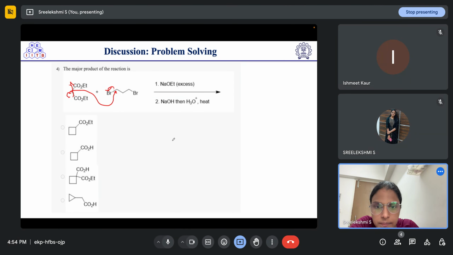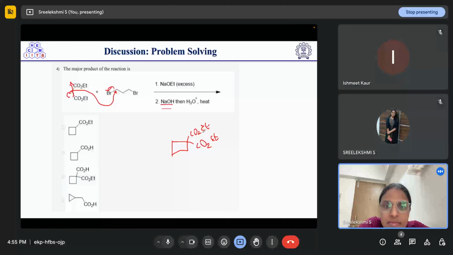So we will be getting this four membered ring, and here CO2Et, here also CO2Et. So this will be the product resulting from the first step, right? Then in the second step, when we are treating with this aqueous NaOH, that is hydrolysis, both these esters will be converted into the corresponding carboxylic acid. So it will be a dicarboxylic acid. Then upon heating, one molecule of carbon dioxide will be eliminated and we will be getting this as the product.